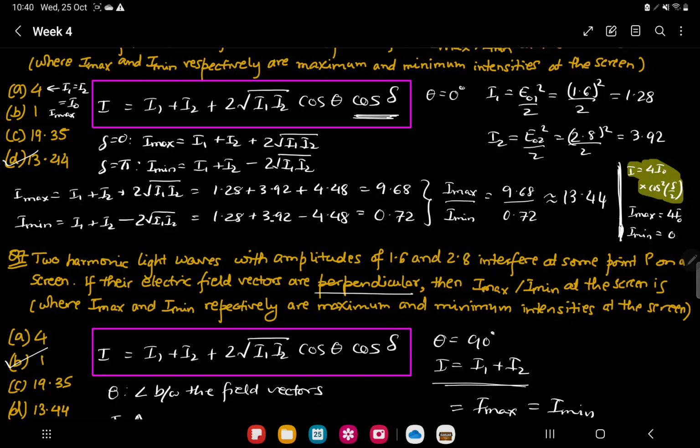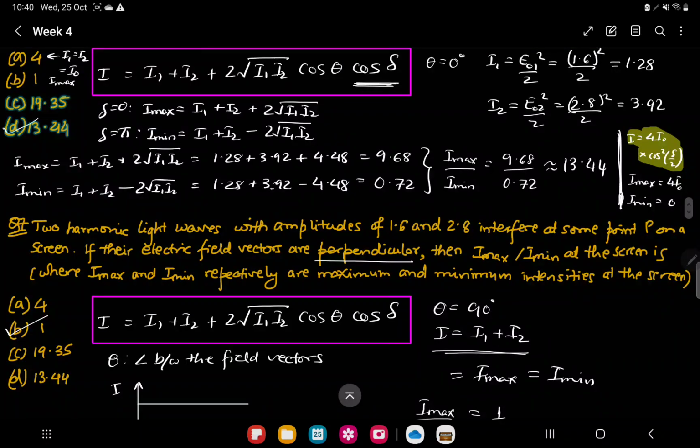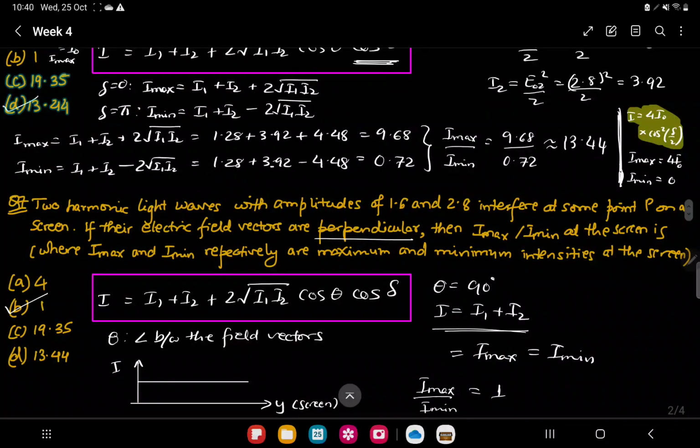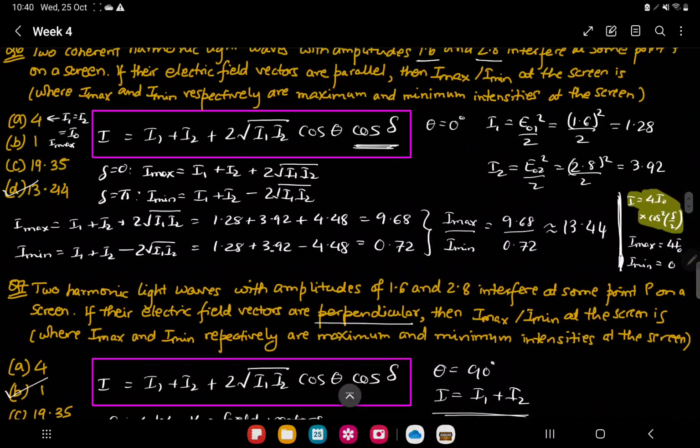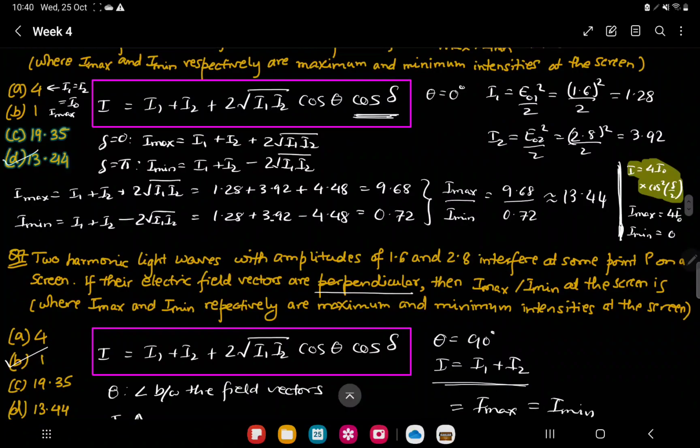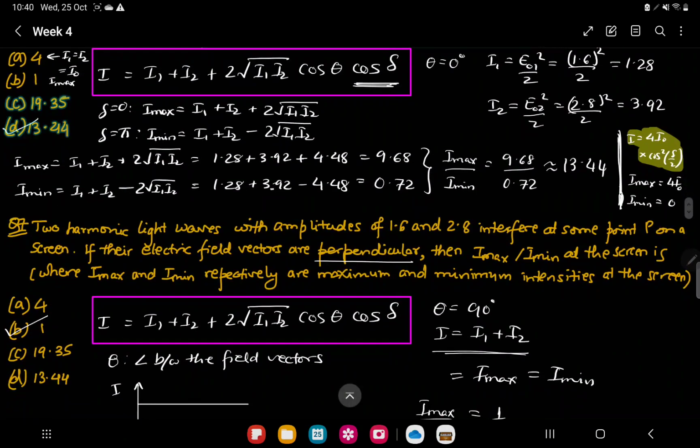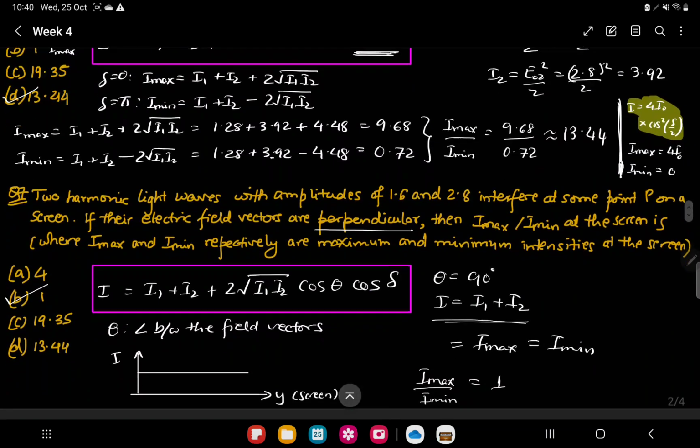Okay, so someone is asking what happens when I1, I2 are the same. That is what I have written over here in this right-hand side small margin. So when I1 equals I2 equals I naught, then the intensity becomes 4 I naught cos squared delta by 2. And the maximum intensity in this case is 4 I naught and the minimum intensity is 0.